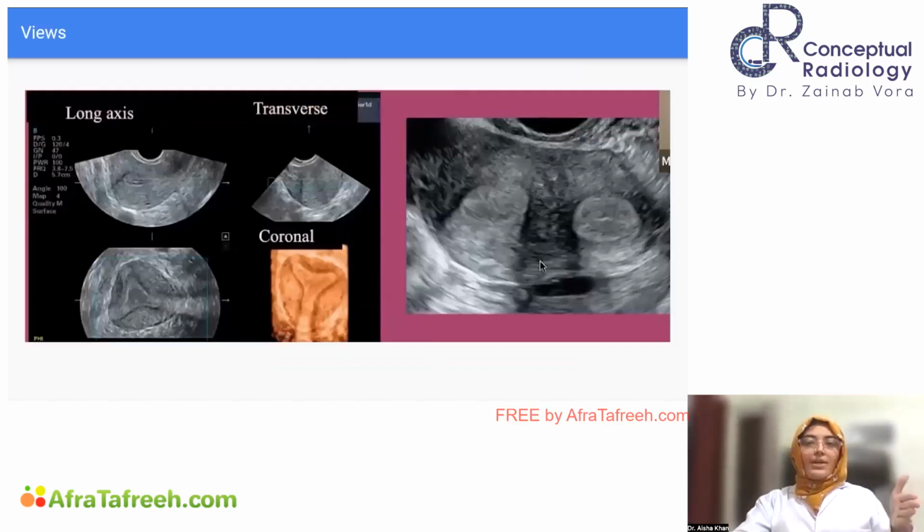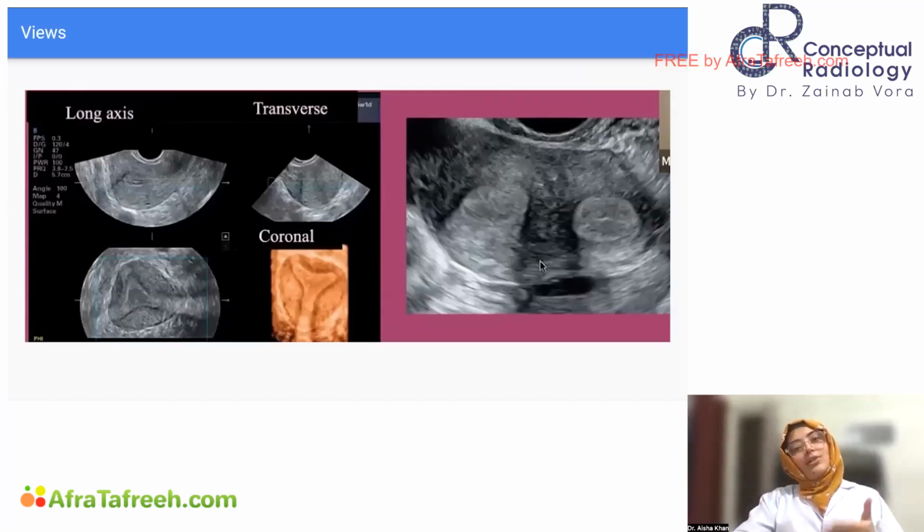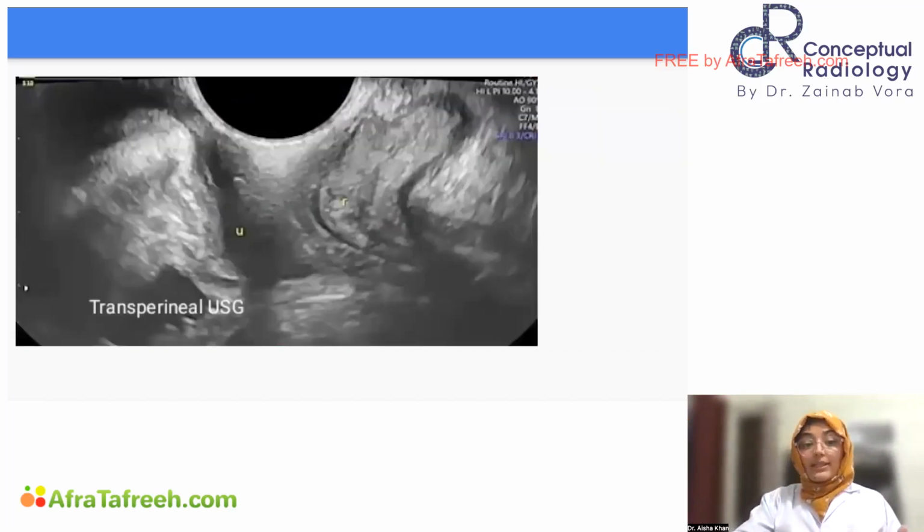Always a good 2D precedes a 3D. So in 2D you have the long axis view, transverse, coronal, and then you have the reconstructed images. Okay, this is an image of a transperineal ultrasound which we had to do for a case because the female was unmarried. So all the tools that you have, make the best use of them.